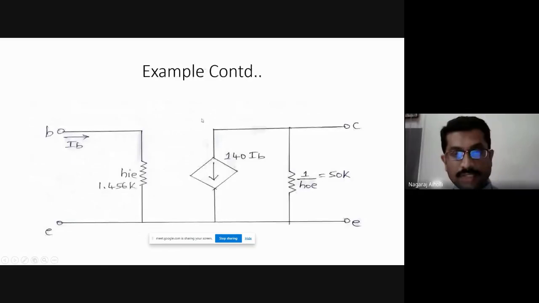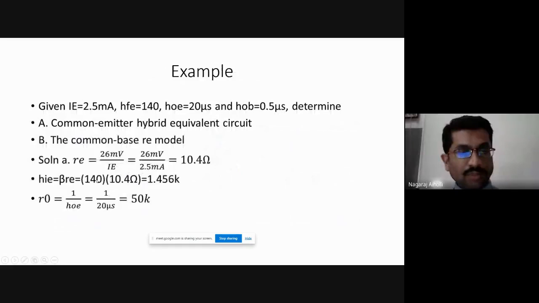We know beta. Beta is given, that is HFE, 140. The controlled source is HFE IB or the beta IB. For the hybrid model, it will be HFE IB. For the RE model, it will be beta IB. That is how we have to consider. Therefore, we know beta, we don't know small RE. We have to calculate that.